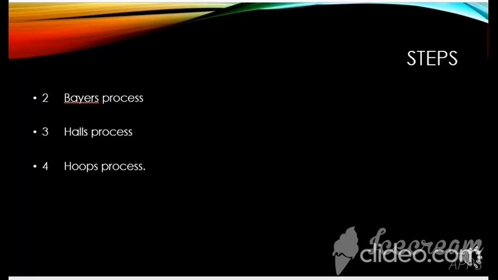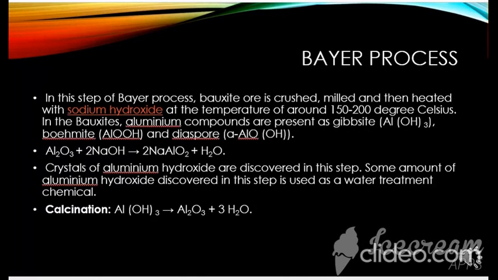and the Hoopes process. What is the Bayer's process? The ground, powdered, washed ore, try to understand, the ground and powdered ore is concentrated by the gravity separator and by the hydraulic washing. It is then subjected to the Bayer's process. What is the Bayer's process? It is named after the chemist Bayer. So how do we do it?